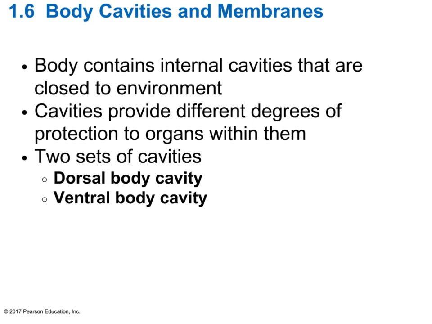All right, one of our final topics is going to be body cavities and membranes. So body cavities line internal spaces that are closed to the environment. These are closed body cavities. They provide a little bit differing degrees of protection depending on what's inside. There's two main sets, or I should say general sets of cavities, the dorsal body cavity and the ventral body cavity.